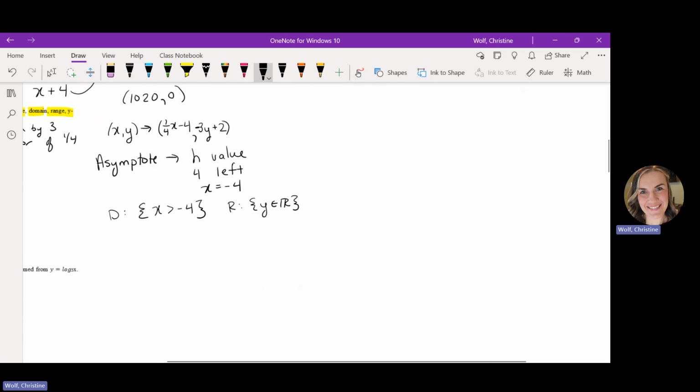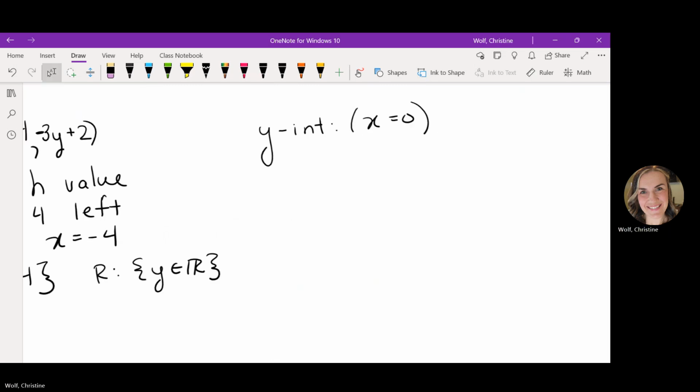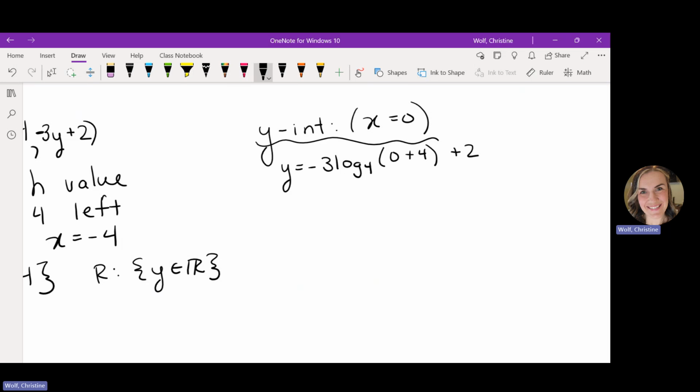Okay, what else did I ask you for? Y-intercept. Okay, so to figure out your y-intercept, you sub x in with 0 in your equation. Okay, so we got some work to do. My equation was y equals -3 log base 4 of x plus 4, so 0 plus 4, plus 2. And we have to simplify this. So I have -3 times log base 4 of 4 plus 2.